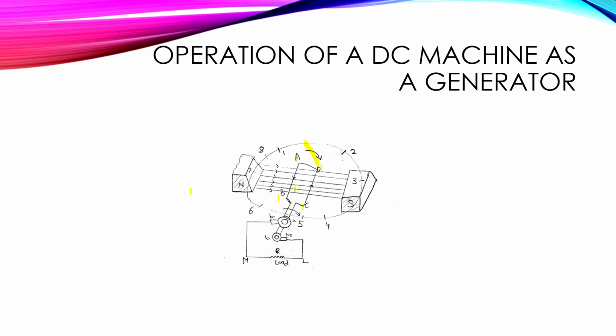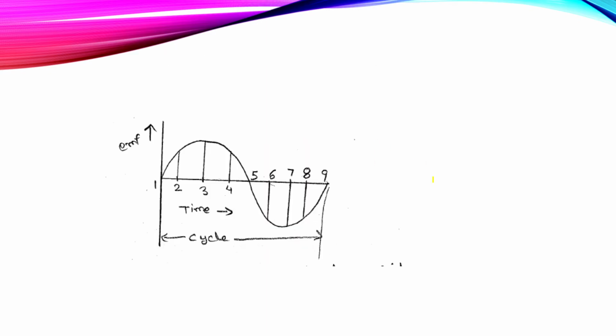Now if the coil continues to move, suppose theta is 90 degrees, then the coil plane is perpendicular to the lines of force and the flux linked with the coil will be minimum, and maximum EMF will be induced if the coil side is exactly perpendicular to the axis of the field.